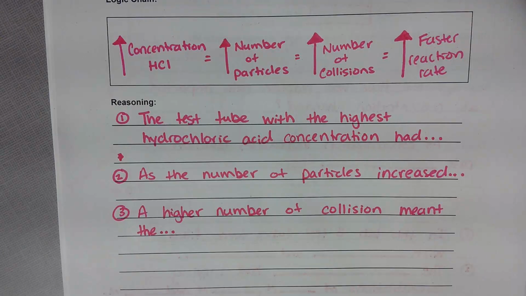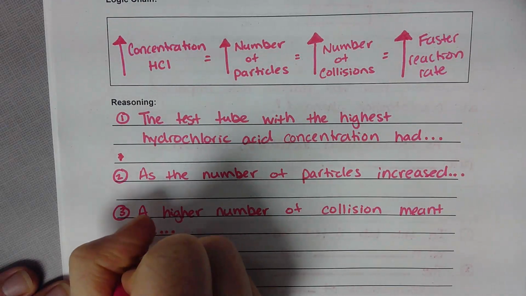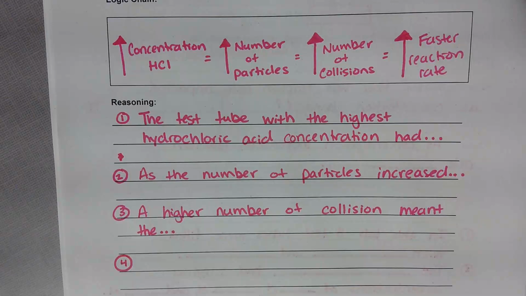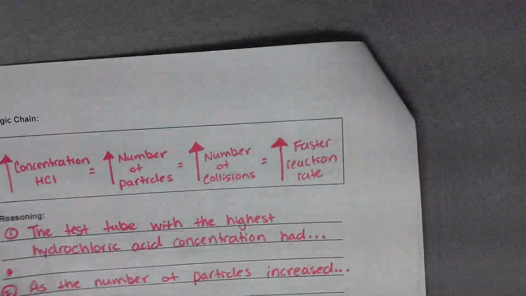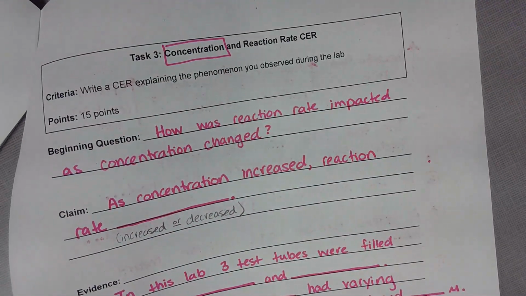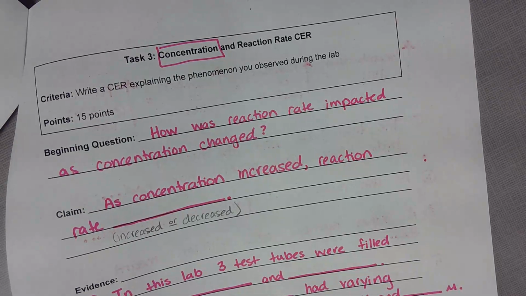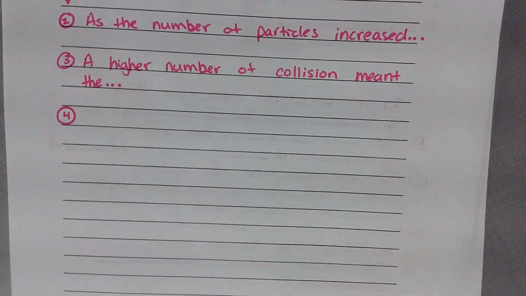So we've hit on all of our steps, but we want to make sure we summarize and bring this all back to the bigger picture. The final part of our reasoning, some people put this first, some people put this last, but we want to tie back in our claim to make sure we're connecting everything back to what we are claiming we learned in the lab. And our claim had, as concentration increased, reaction rate blanked, and you should have filled in that blank by now. So we're going to bring that back.